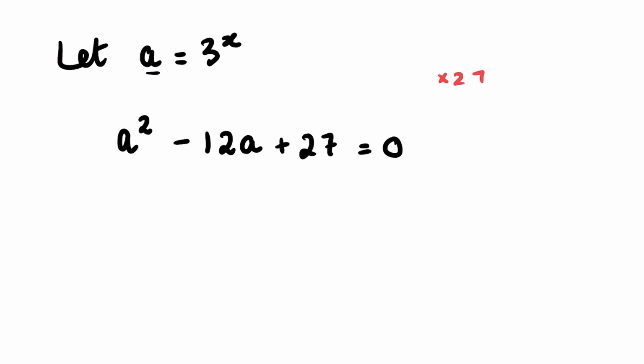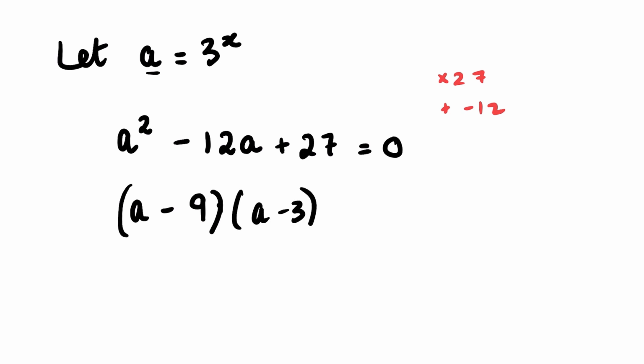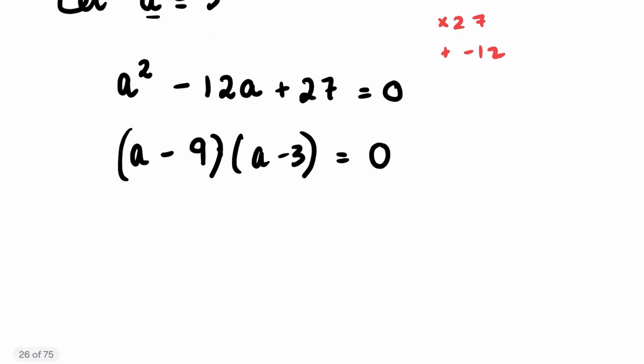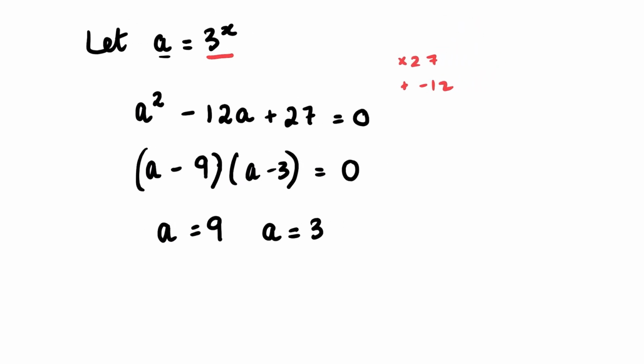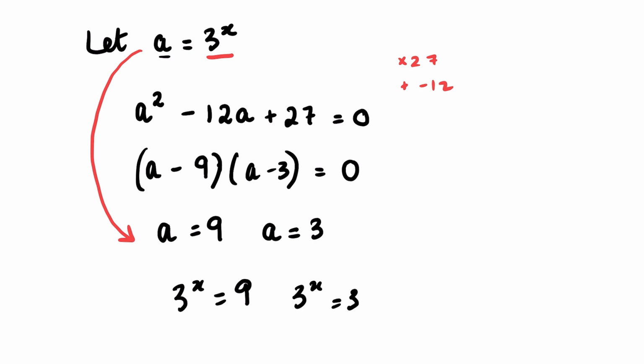And now I do have a nice little quadratic that I can solve. So I need two numbers that multiply to give me 27 and add to give me negative 12. I'm thinking of 9 and 3, and because the 27 is positive and the 12 is negative, they will both be negative. So I'll have (a minus 9)(a minus 3). Then I can solve that, so a equals 9 and a equals 3. But of course, we're not solving for a, we're solving for x. So at this point, I'm going to replace that in here. So I will have 3 to the x is in fact equal to 9, and 3 to the x is equal to 3.